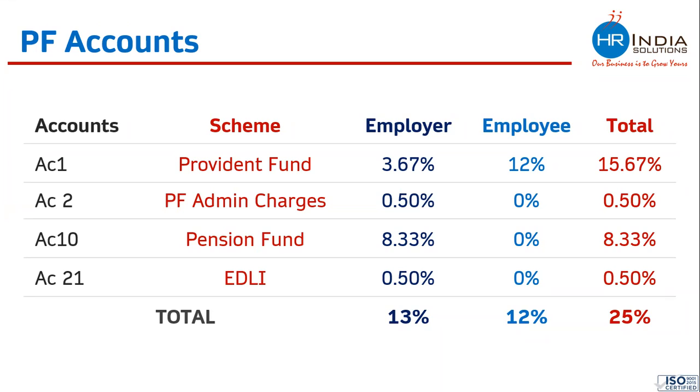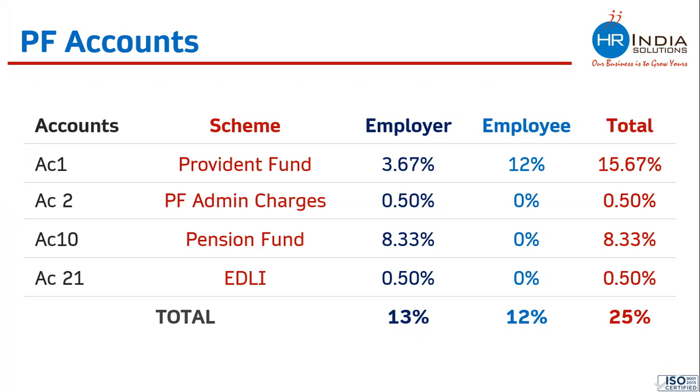Okay, so this interest rate is announced every year. Every year it differs, and this is the highest rate of interest in the country. All banks give 6-7%. Provident Fund gives 8.5%. Last year's interest rate is 8.5%. So whatever your contribution is going into Provident Fund, you are getting interest also from the PF organization. This is the benefit.